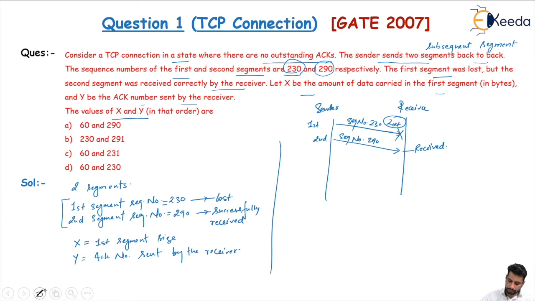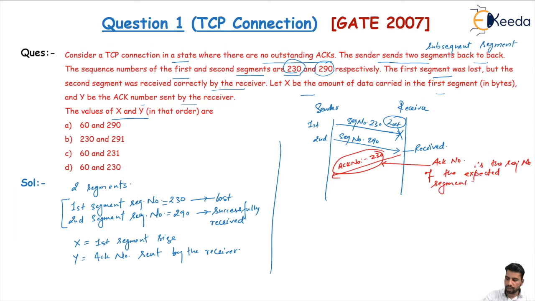Obviously the receiver will send an acknowledgement, and the acknowledgement number is the number of the expected segment. We give the sequence number to the bytes, and the sequence number of the segment is the number of the first byte contained in the segment. So the acknowledgement number is the sequence number of the expected segment. Thing is clear here, so y is equal to 230.